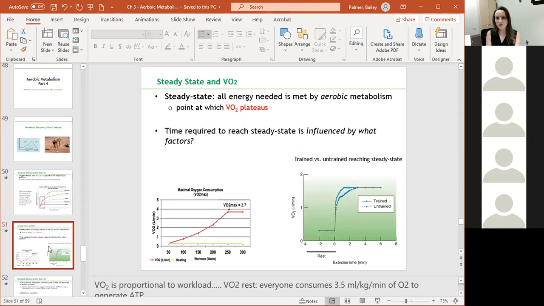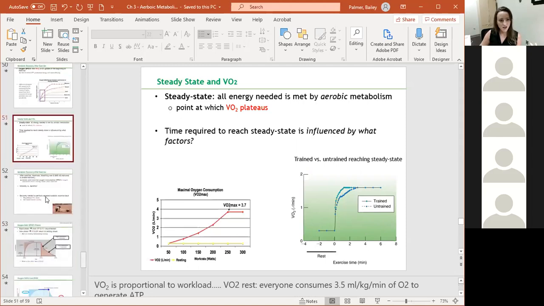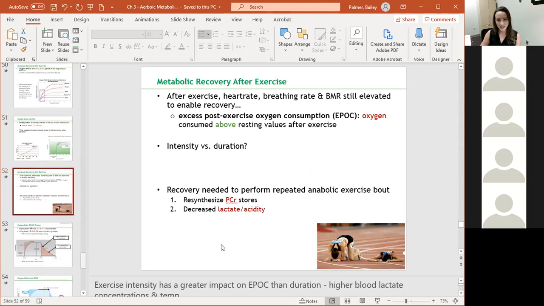This is also influenced, like I said, by training status. This picture here shows that the more trained you are, the faster you can reach steady state. The less trained you are, it takes a little bit longer to get there. And then next is talking about EPOC.